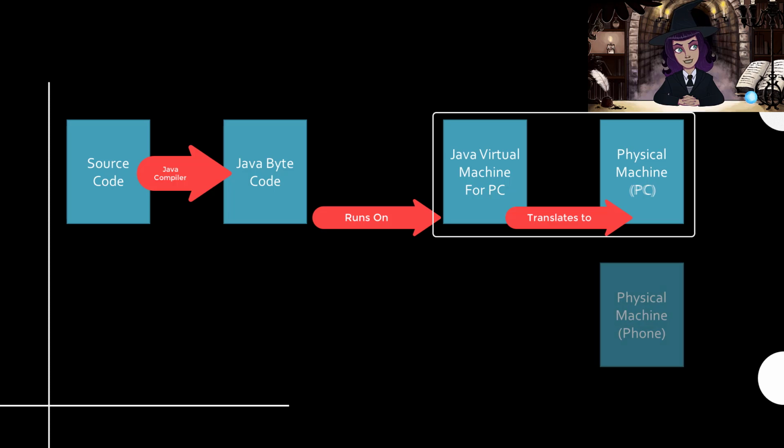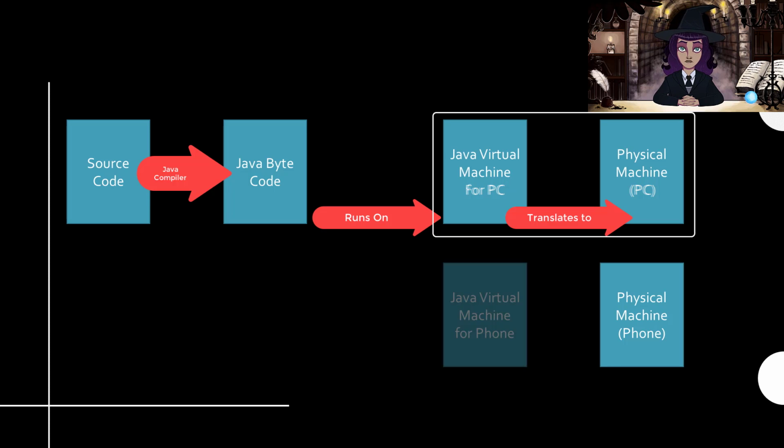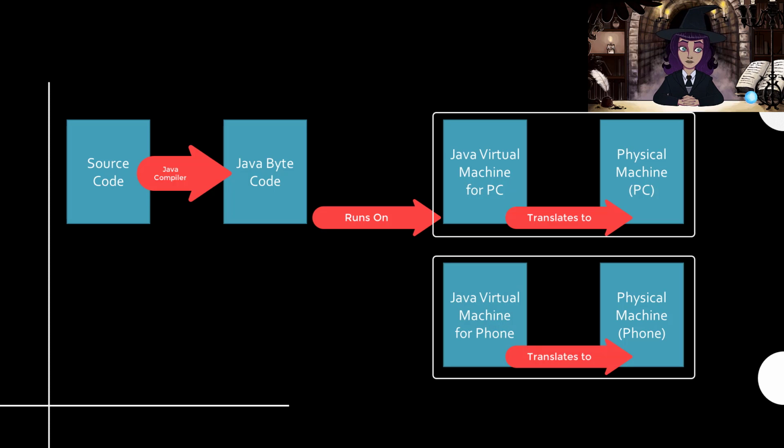Now, suppose we want to run our program on a different kind of machine, say for example a phone. Well, then we install the Java virtual machine for the phone on that physical machine, and our Java bytecode runs on that physical machine too. So the Java virtual machine understands Java bytecode and understands the language of the machine it's running on, and it translates from one to the other. Maybe that's better?